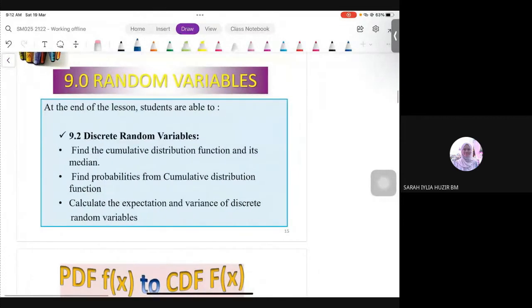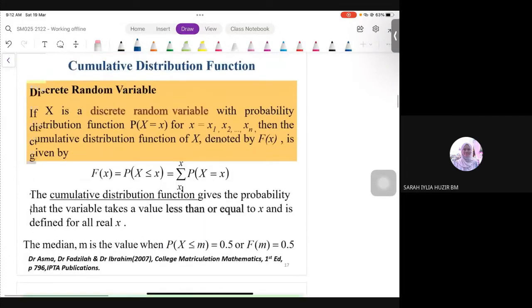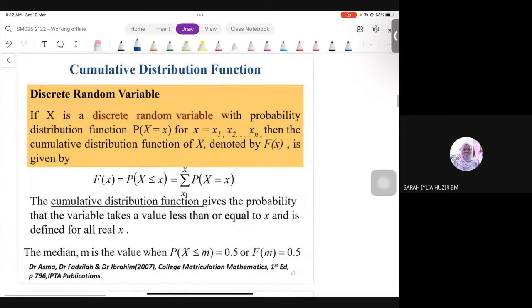Settle. Now, kita masuk next part for today. So, now kita nak masuk cumulative distribution function. So, what is cumulative? Based on the definition, cumulative gives the probability that the variable takes value less or equal to X in defined or real value. Senang cerita kalau bahasa lain ni, cumulative ni summation of our probability distribution function.